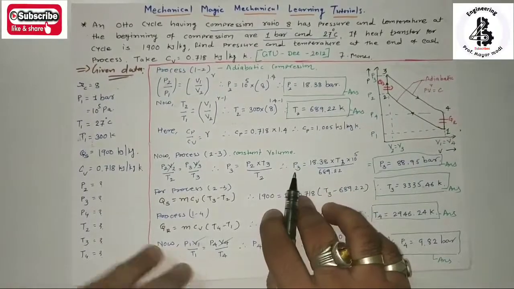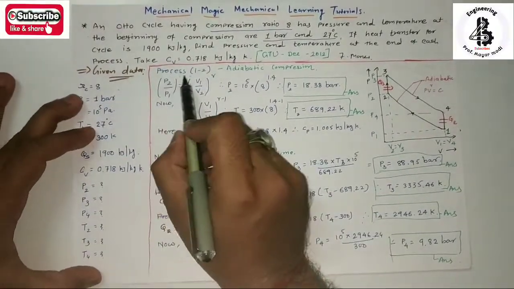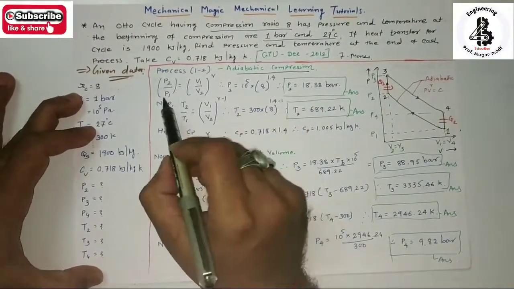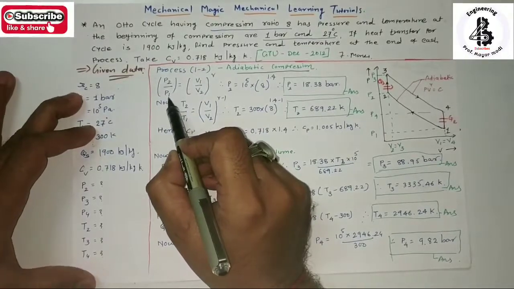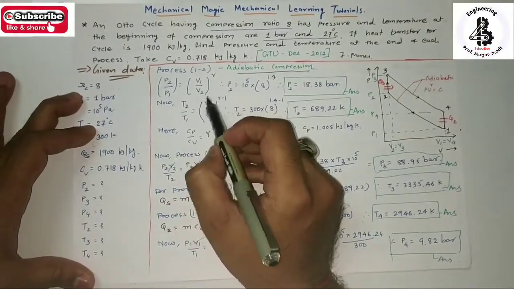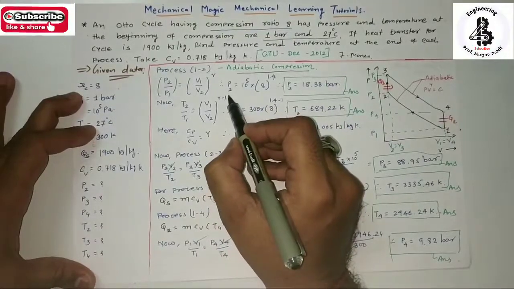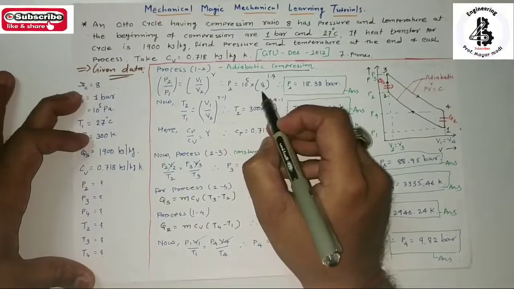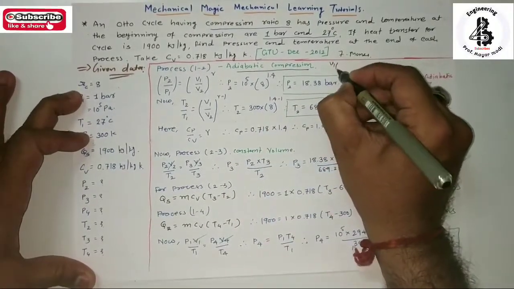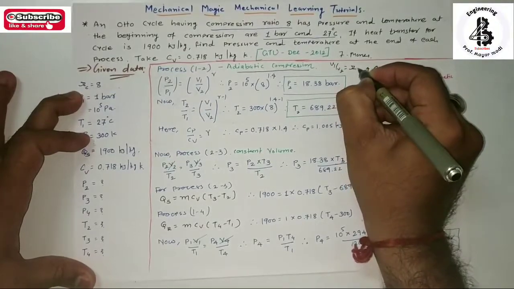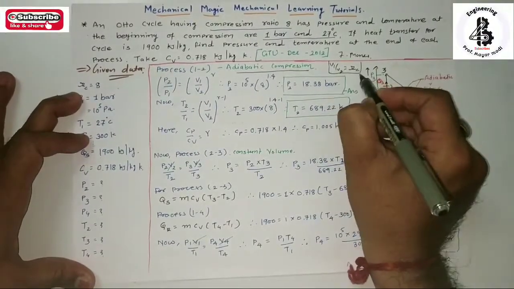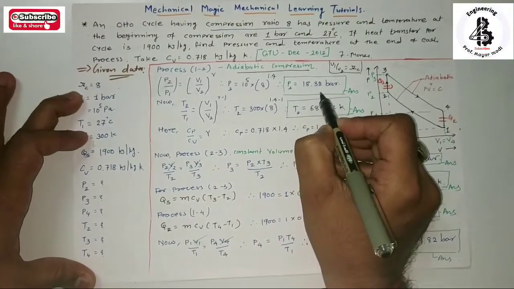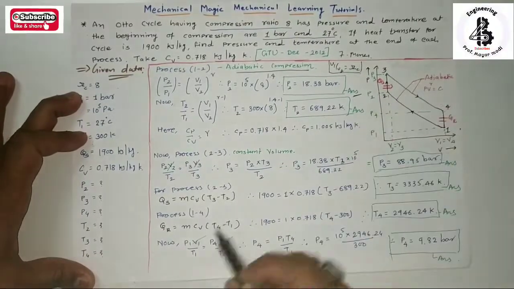Starting with the first process, process 1 to 2, adiabatic compression. P2 upon P1 equal to V1 upon V2 raised to gamma. Simplify and put the value: P2 equal to P1 into V1 upon V2, which is the compression ratio from the data. Finally you will get P2 equal to 18.38 bar. So that will be the first answer.